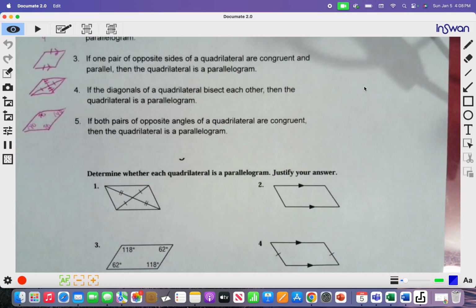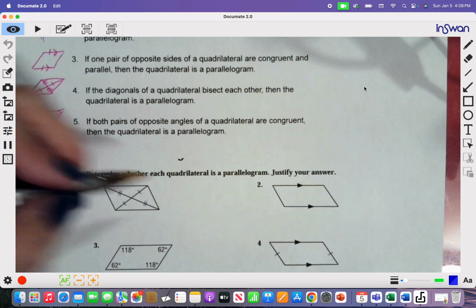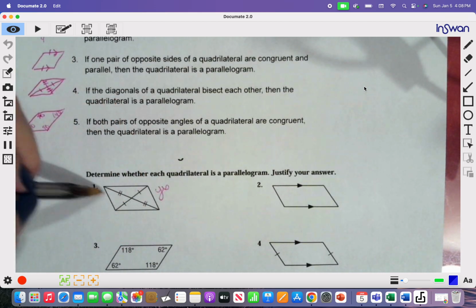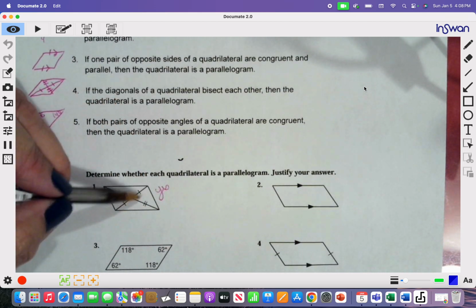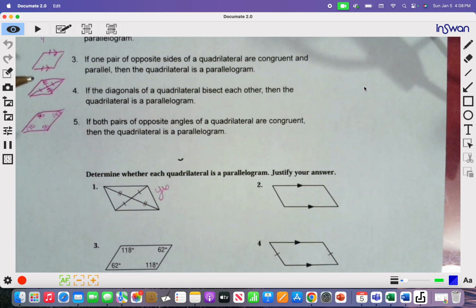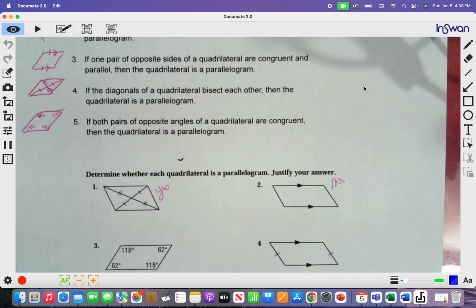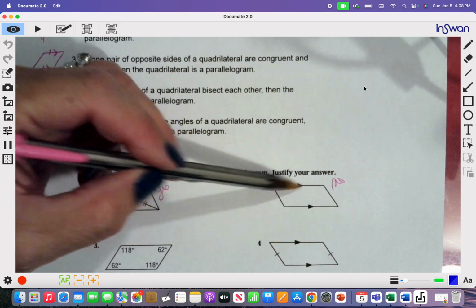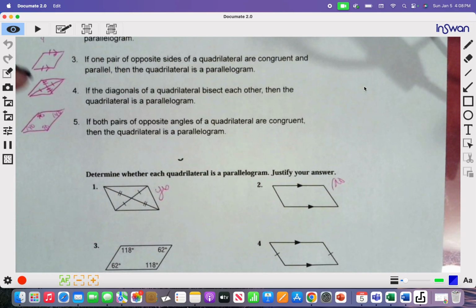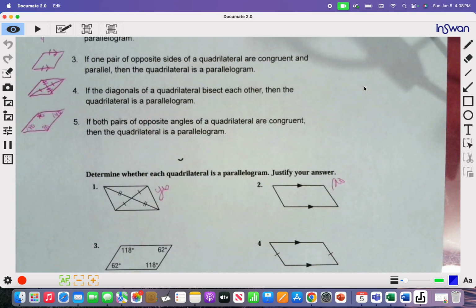Okay, so then let's use what we learned to determine whether or not each quadrilateral is a parallelogram. So are we given enough information? For number 1, it's a yes, because these are the diagonals and they have bisected each other, and I can tell that because this and this are congruent and this part and this part are congruent. Now for number 2, it's a no. We don't have enough information. These arrows mean that this side and this side are parallel to each other, but we also would need to know that both of these are congruent in order for it to be a yes.